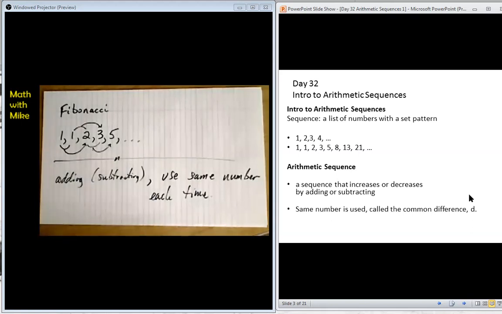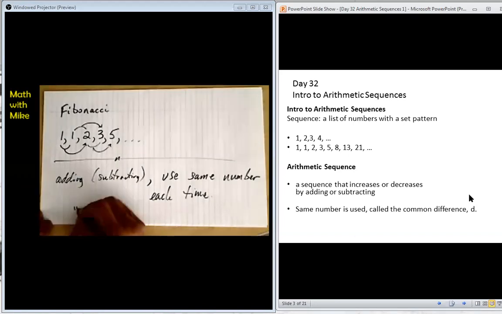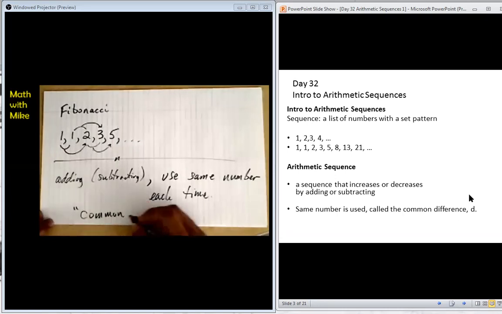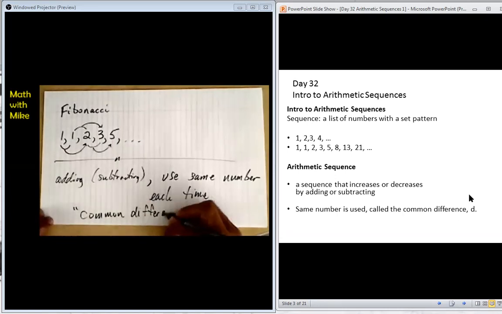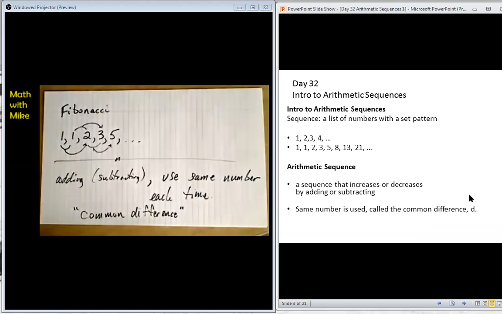This number that you add each time has that special name as it shows up on the screen there. Common, which is another word for same, and then difference. Okay, which I'll show in a second there. Importantly, that's going to have the letter D with it.